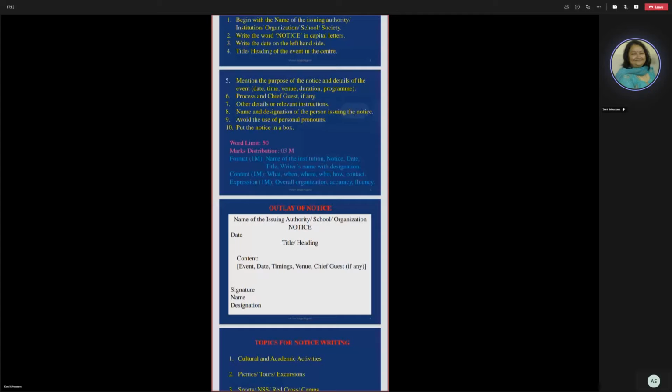Suppose, for example, you are writing a notice for the school children regarding the annual function. Now, you're going to mention that, this is to bring to your notice that the school is going to have the school annual function on so and so date. Time is say 5:30 in the evening. Venue is school auditorium or school playground. And if at all you have a chief guest, who is that person? Or you can mention the name and the designation of that person.